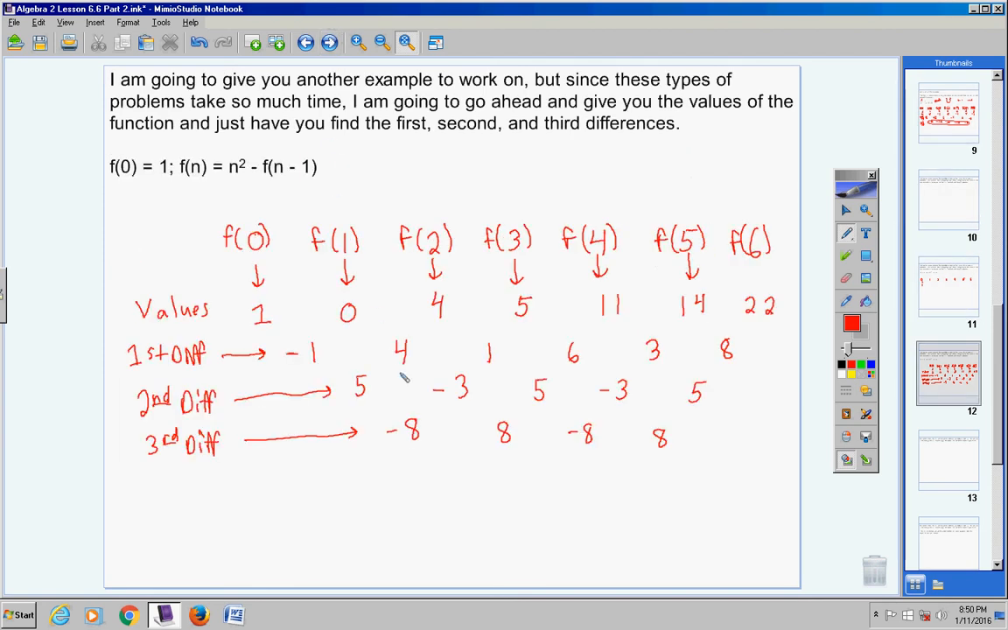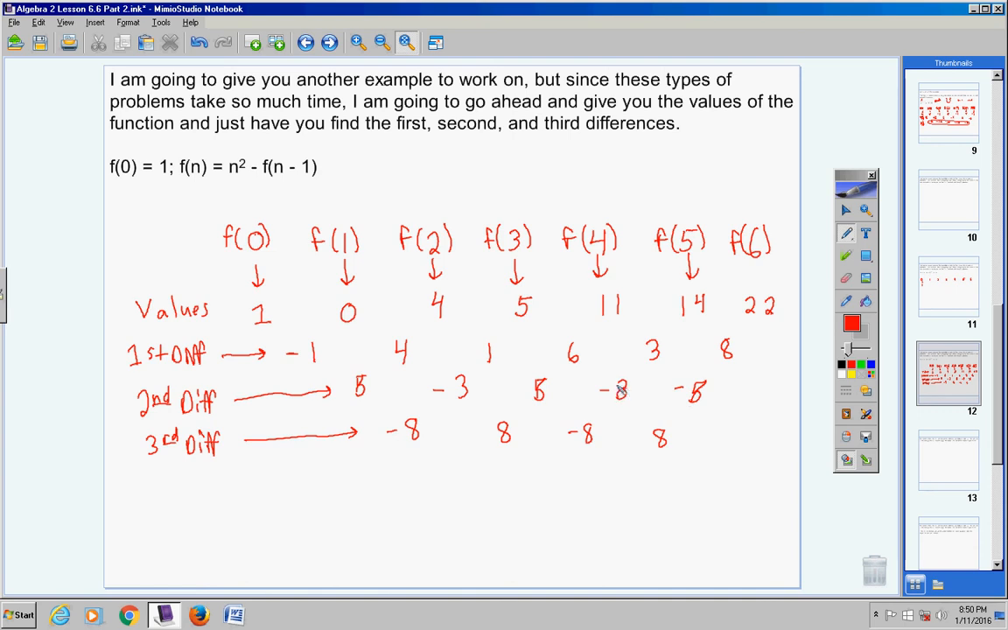Let's look at the next problem in your notes. Right here, this one. If this first row here would have been all the same number, then you would have had a linear relationship. Let me ask you a question. Were the first differences all the same number here? No. So is this function linear? No, it's not.